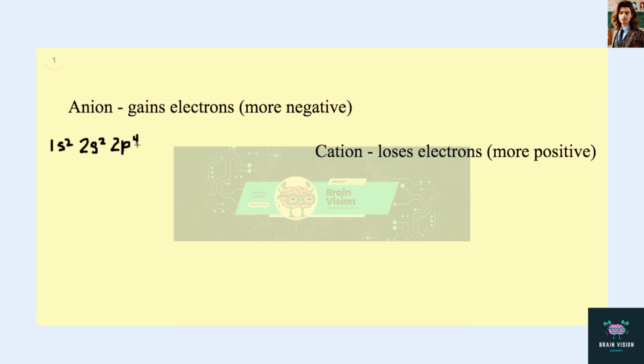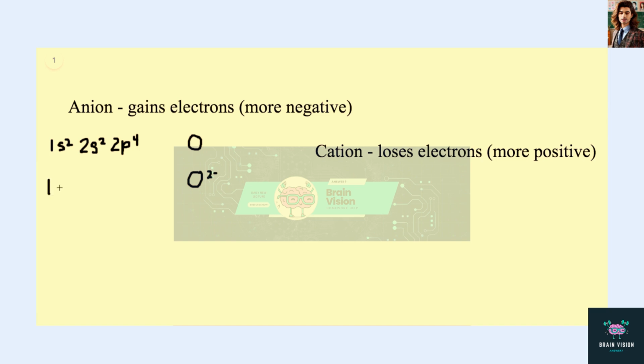We can make sure this is correct because the atomic number of a neutral atom is the number of protons, which is equal to the number of electrons. The atomic number here is 8, so we should have 8 electrons. 4, 5, 6, 7, 8. That is correct. So this would be a neutral atom of oxygen. As an anion, oxygen has a 2- charge, which means it gained 2 electrons.